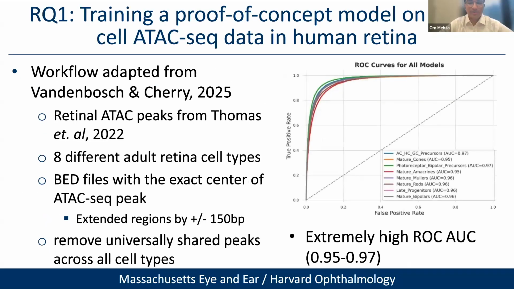To validate our approach, we first trained a proof of concept model using single-cell ATAC-seq data from the human retina. We focused on 8 distinct adult retinal cell types, including both mature and progenitor cells. After pre-processing the data, such as standardizing peak lengths to 301 base pairs, we trained our support vector machine model. The results were strong. We achieved a high ROC-AUC between 0.95 and 0.97, indicating excellent performance on single-cell data.